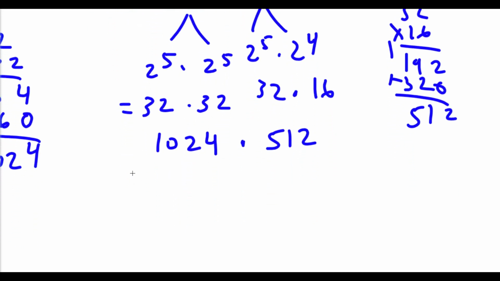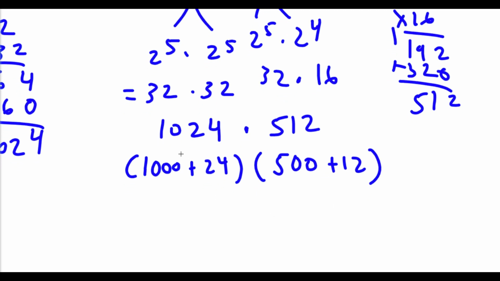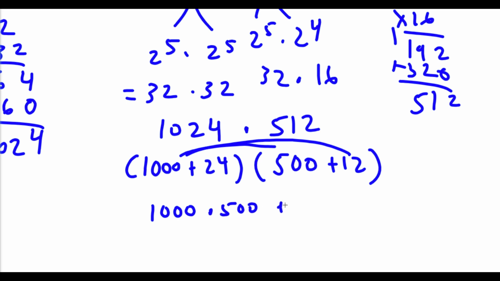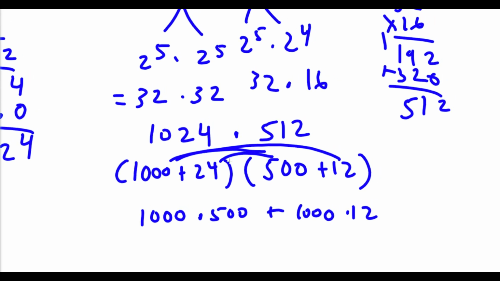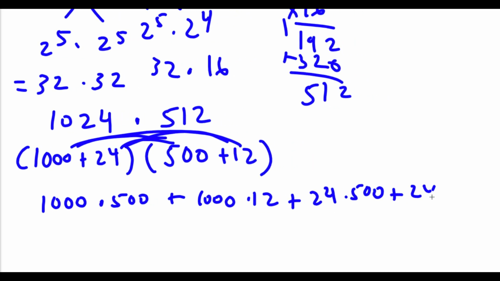Now 1024, I can rewrite as 1000 plus 24. And 512, I can rewrite as 500 plus 12. So now if I multiply these two, I can distribute the 1000 to both sides. So now I have 1000 times 500 plus 1000 times 12. Now I'm going to distribute the 24. So now I have 24 times 500 plus 24 times 12.